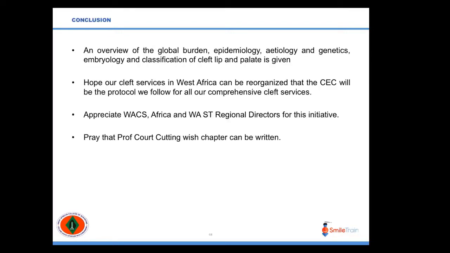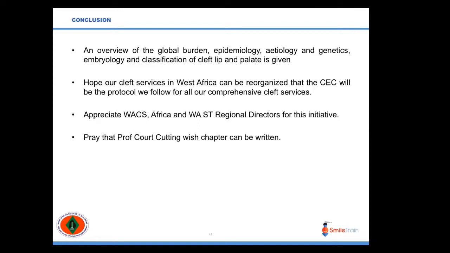So in conclusion, we have an overview of the global burden. Look at the epidemiology, etiology, and genetics. Talk briefly about the embryology and classification of the cleft lip and palate. And we are given that.